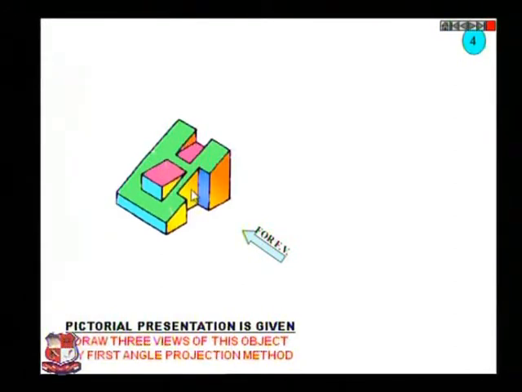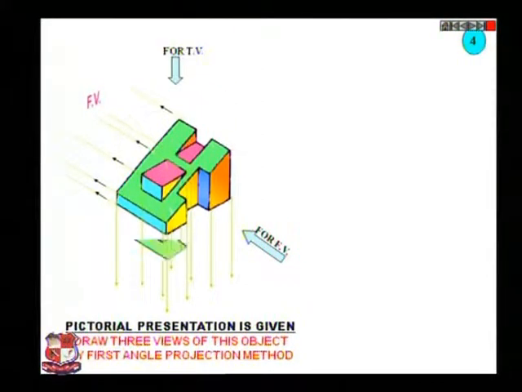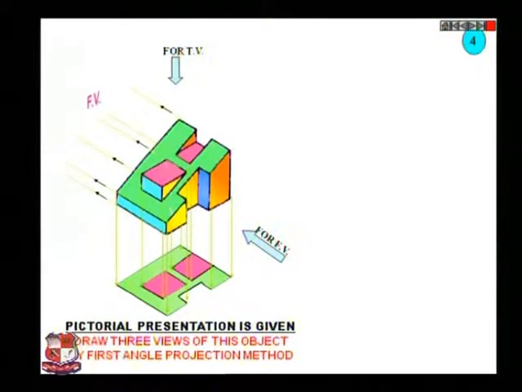This plane is visible, this plane is visible, and this plane is visible. This red colored plane, green colored plane and blue colored plane will not be visible in front view. So take projections from here in front view. For top view, take projection from top. So this is top view.